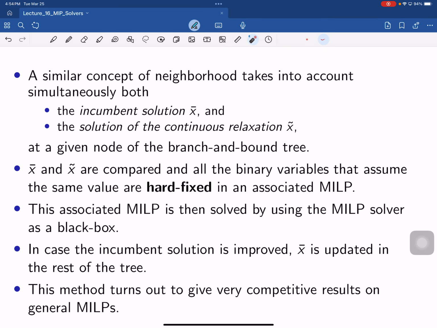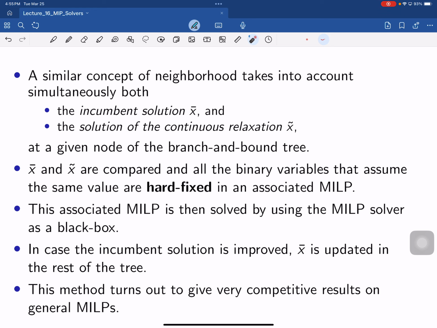Now let's compare all the binary variables in these two solutions, and we will fix them if they have the same value in the relaxed solution and in the incumbent solution. Then let's solve the associated MILP and see if we can find a binary solution. The intuition is that if you have an incumbent solution and a continuous solution as well, and they agree with each other on some of the binary variables, intuitively you would believe those binary variables can be fixed since they agree with each other.